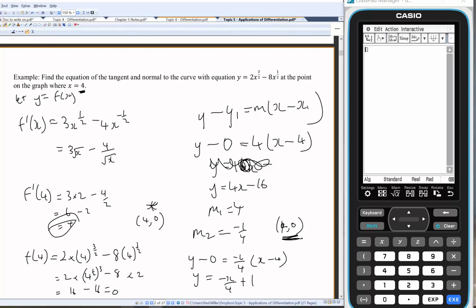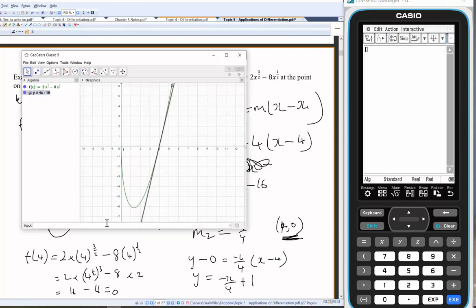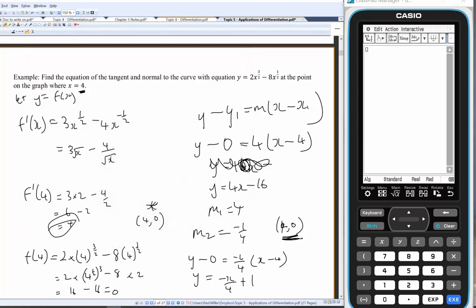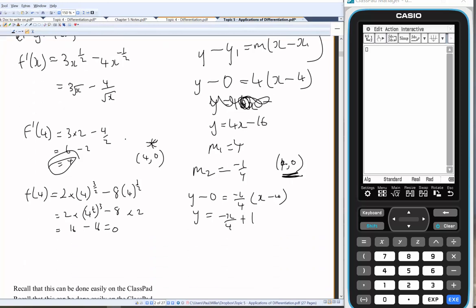All right, now let's see if that's true. So if I graph this next function, negative x on 4 plus 1, there it is. Okay, so that's the normal at that point. So there you go, that's an absolute standard question there.